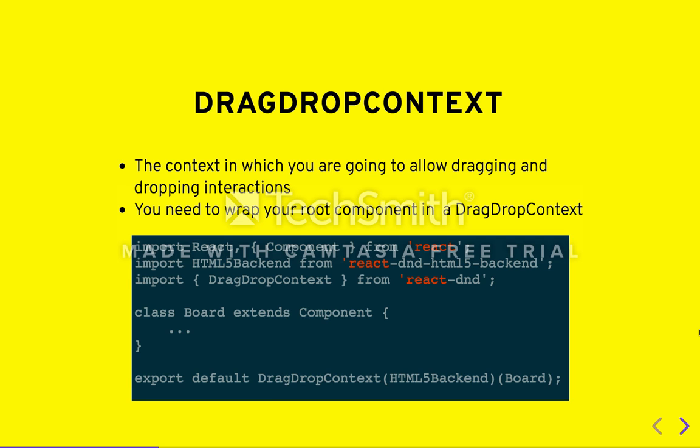And DragDropContext is a higher order component, meaning we're going to pass it some arguments. On the first call after DragDropContext, we're going to pass it the HTML5 backend, and on the second call, we're going to pass it the class itself. In our case, it's going to be the board.